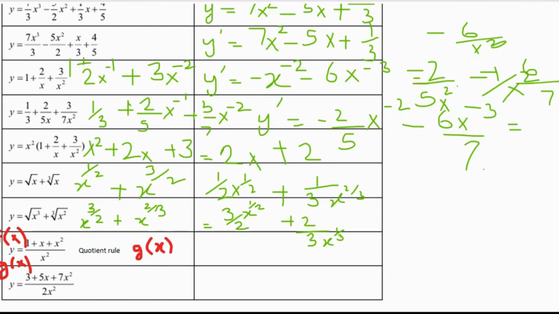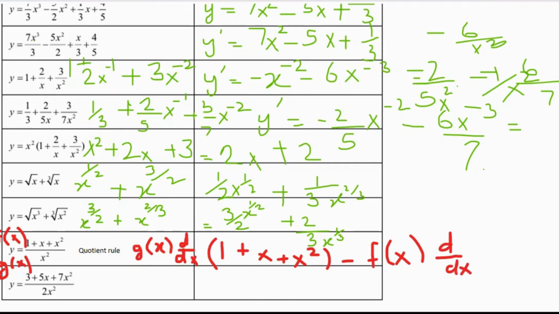So as we have g of x, we would write it down as it is, and then we will take a derivative d out of dx of the numerator, which is 1 plus x plus x squared. And then we would put a minus sign and then we would write down f of x as it is. And we would take a derivative of g of x. And you must be wondering what happened to the denominator. So in the denominator, whatever you have, you would take a square of them.